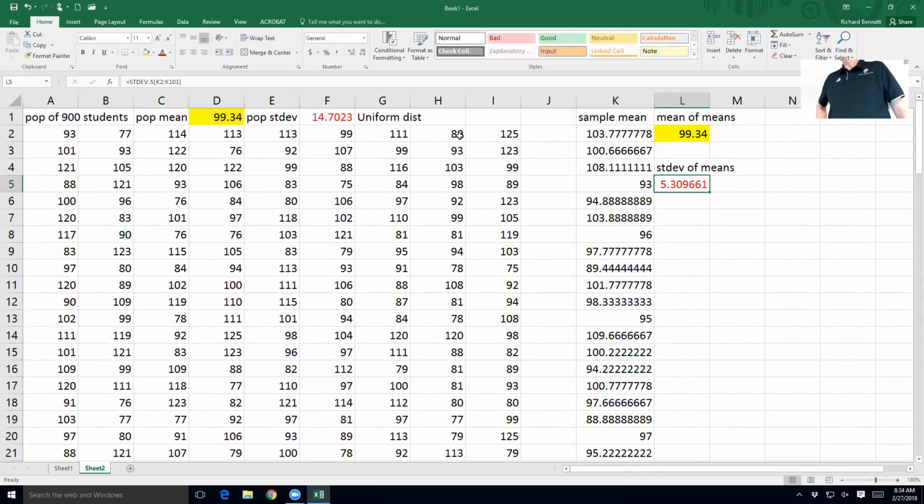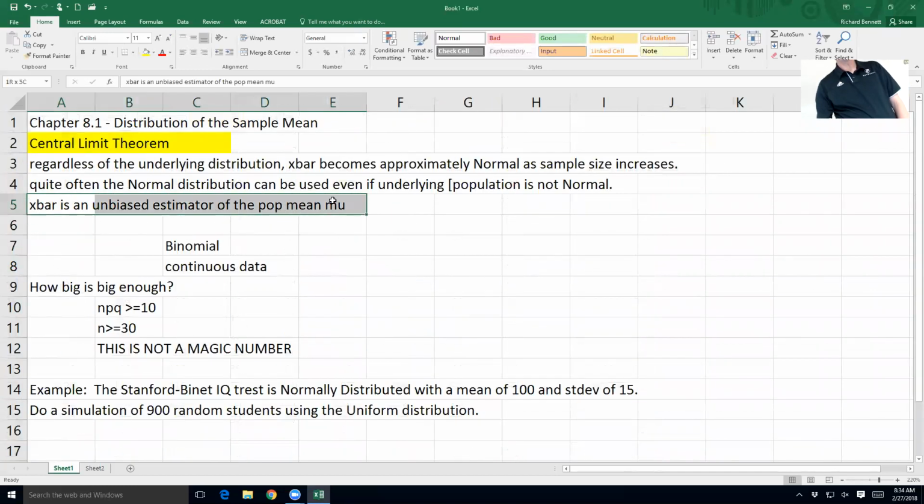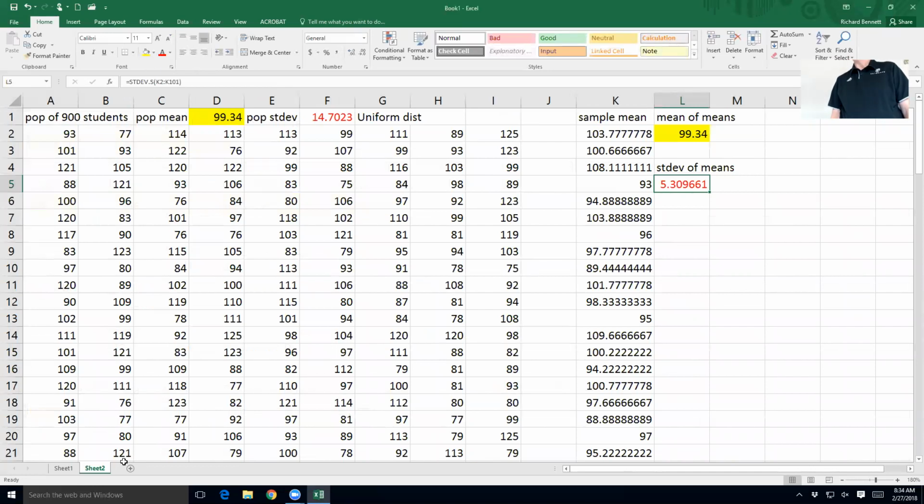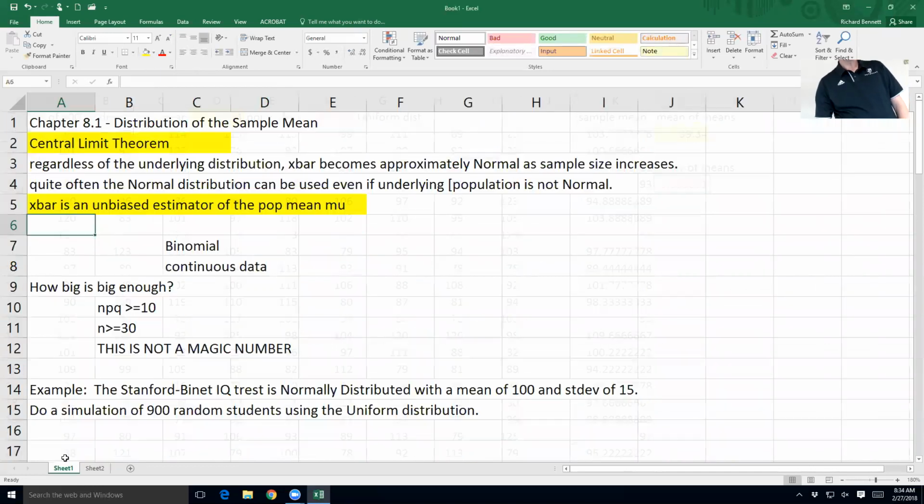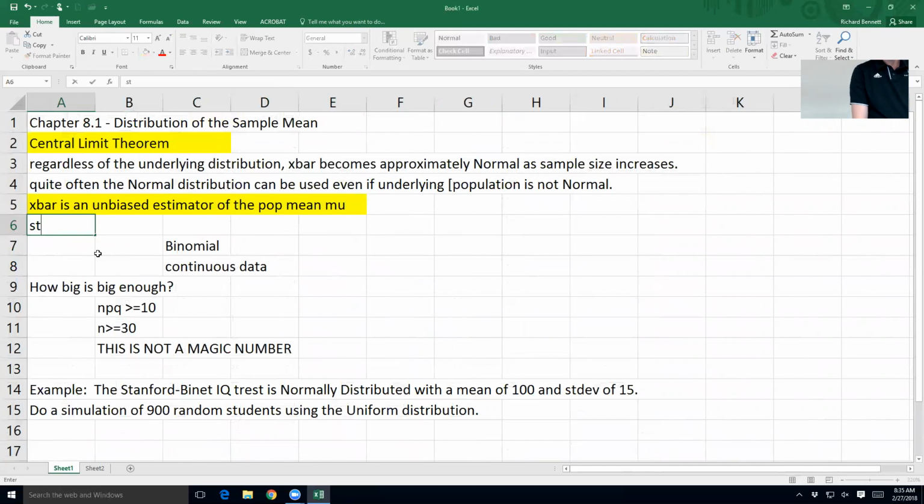Now, what is the relationship? X bar is an unbiased estimator of the population mean. However, your standard deviation is biased, and it's biased much lower than the population standard deviation. So the standard deviation of X bar is called the standard error of the mean. Maybe I'll write this on the board because I don't want to write that there.